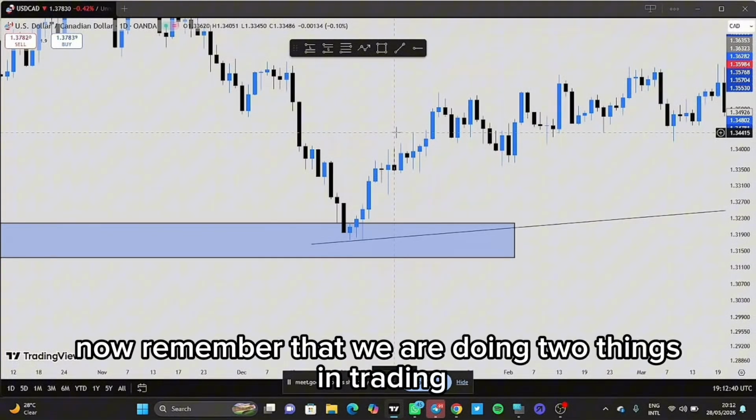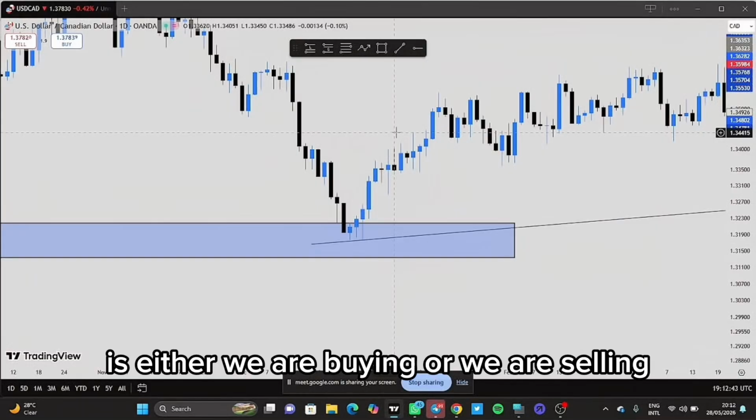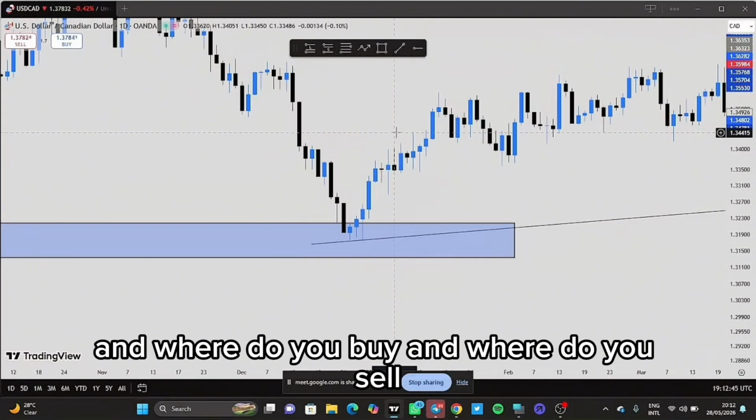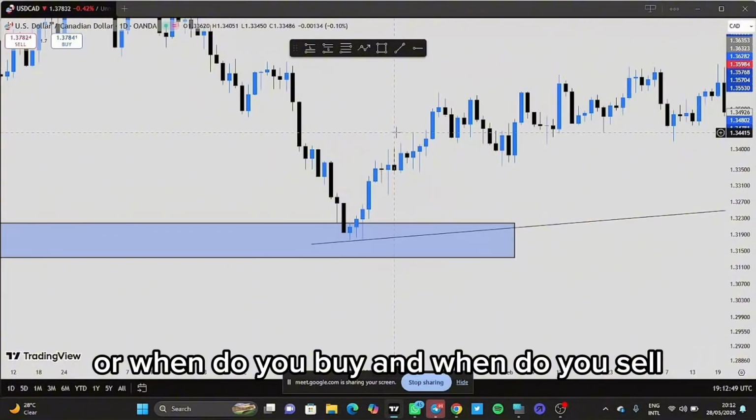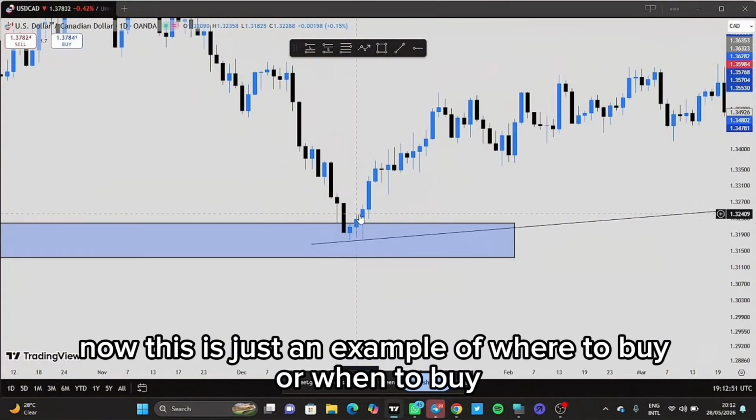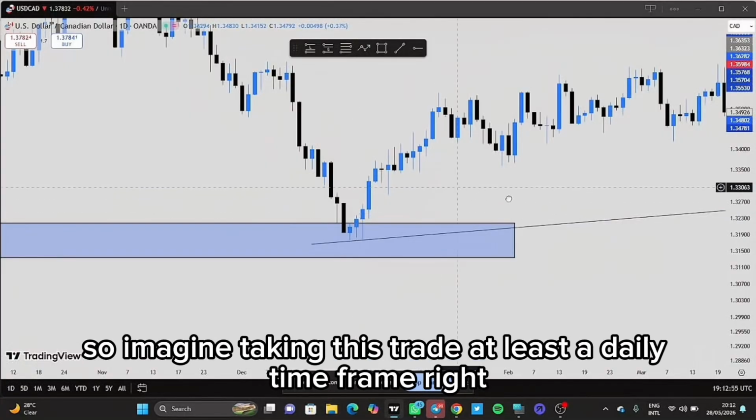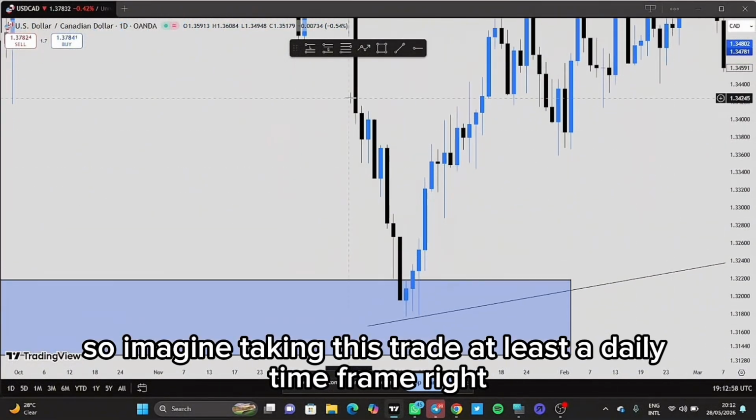Now remember that we're doing two things in trading. It's either we are buying or we are selling. And where do you buy and where do you sell? Or when do you buy and when do you sell? Now this is just an example of where to buy or when to buy. You understand? So imagine taking this trade on a daily time frame.